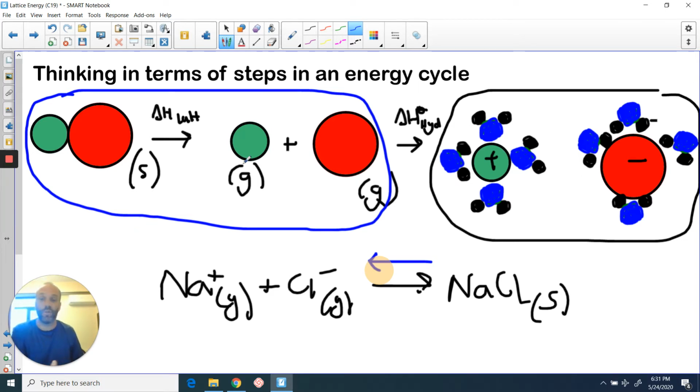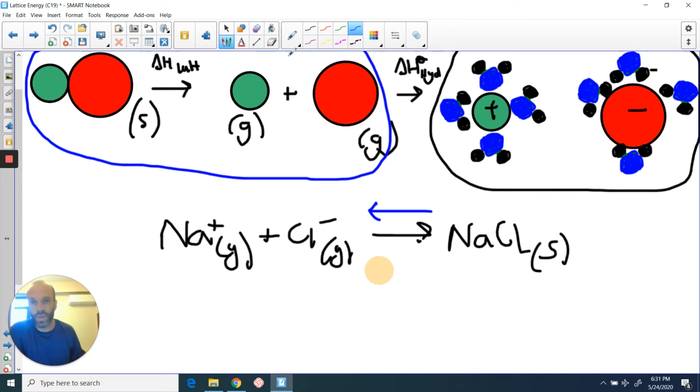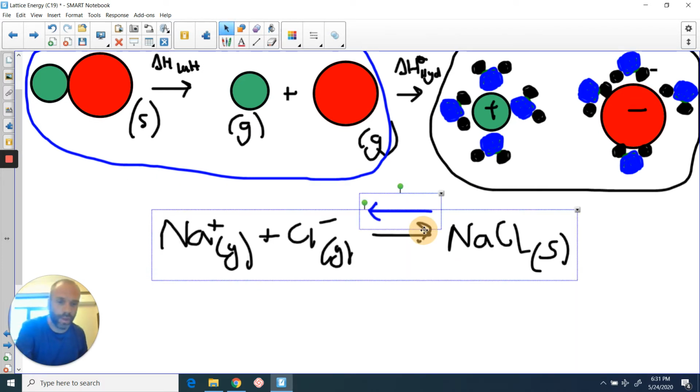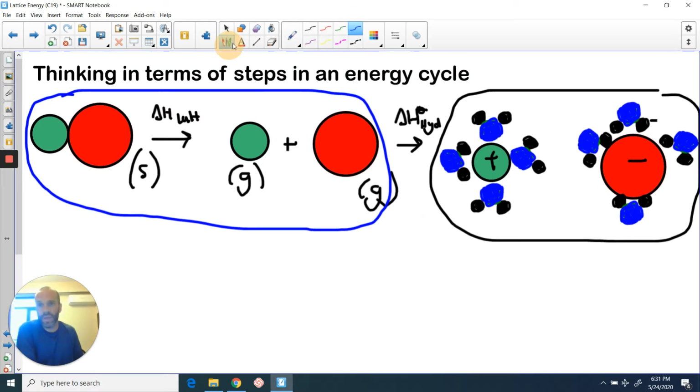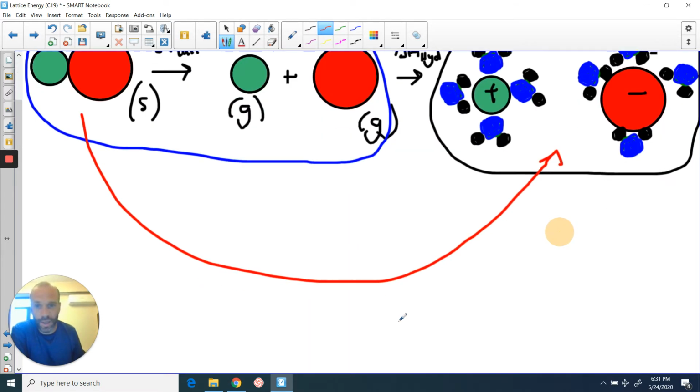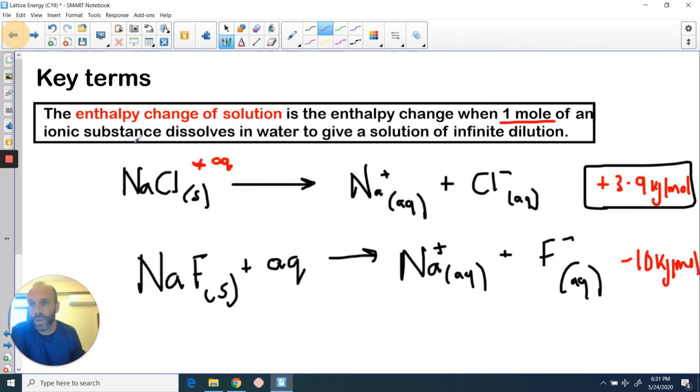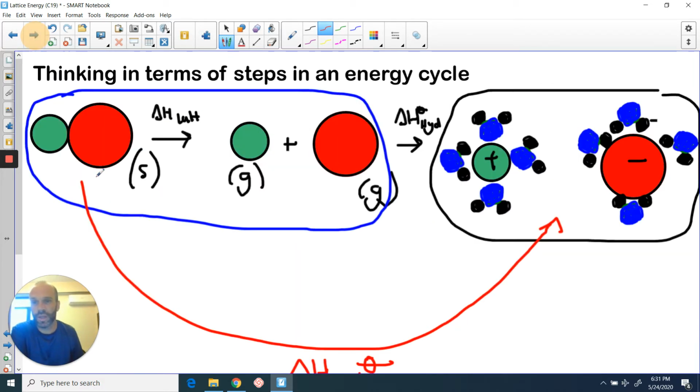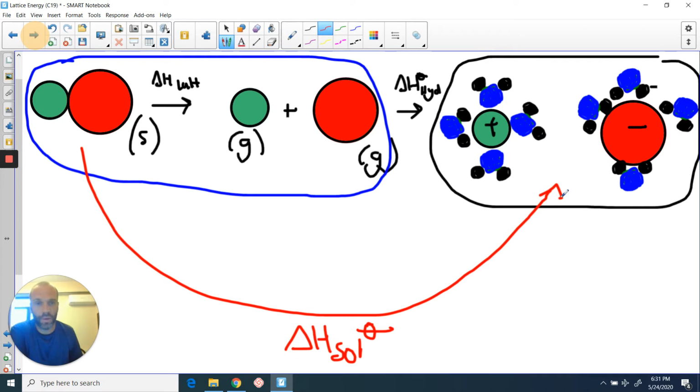But effectively, if we're looking at this route, in order to find out the delta H of solution, let me just move this out of the way. If we just jumped from this solid to this here, that is basically our delta H of solution by definition. If we go back to the definition: enthalpy change of solution is the enthalpy change when 1 mole of an ionic substance dissolves in water to give a solution of infinite dilution. So that's what we've just done here, represented by this red arrow.